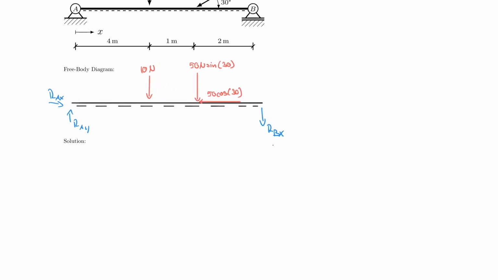So first, let's find RAY. It's the sum of the moments about B being equal to 0, counterclockwise positive. And therefore 0 is equal to minus RAY, negative, right? Minus RAY multiplied by the lever arm, which happens to be 4 plus 1 plus 2, so that's 7 meters. And then minus 10 Newton. And the lever arm now is 3 meters times 3 meters.